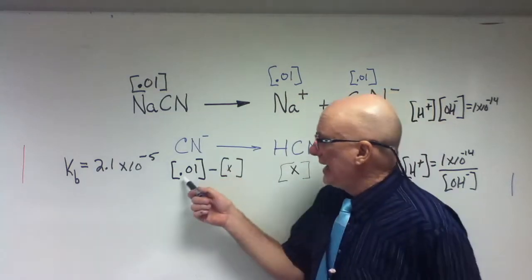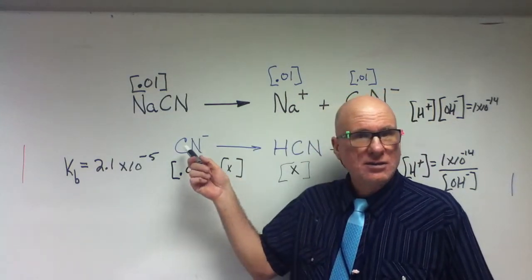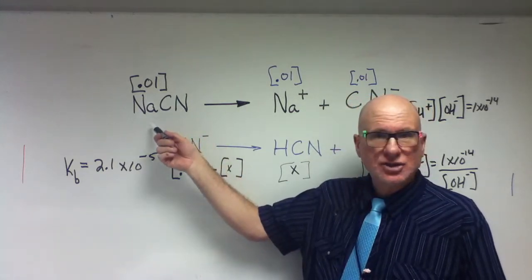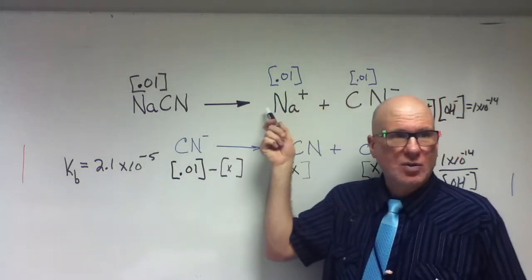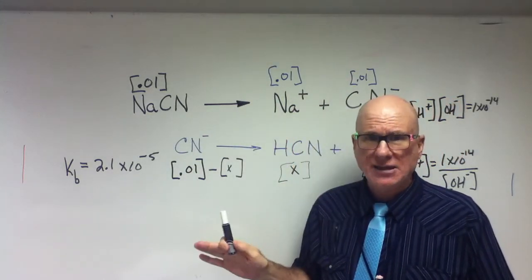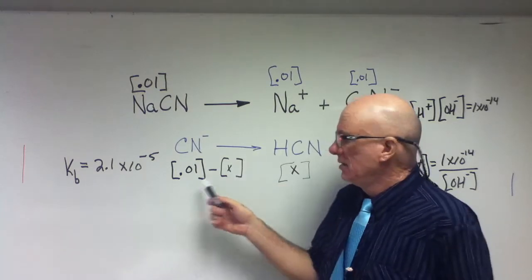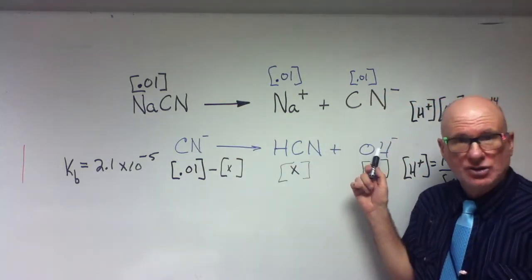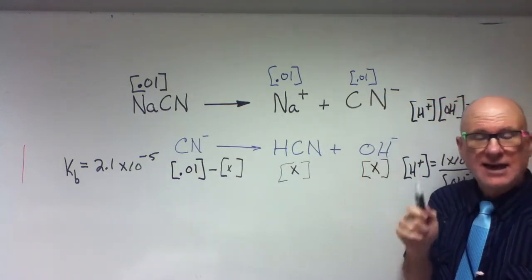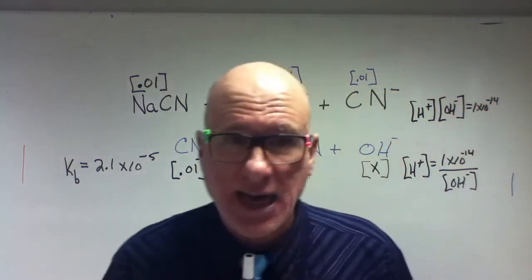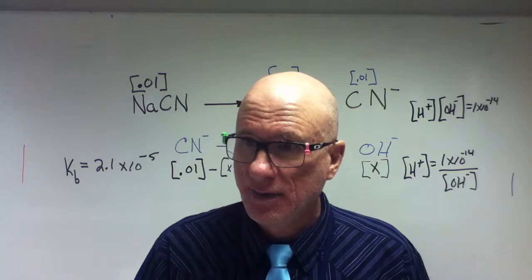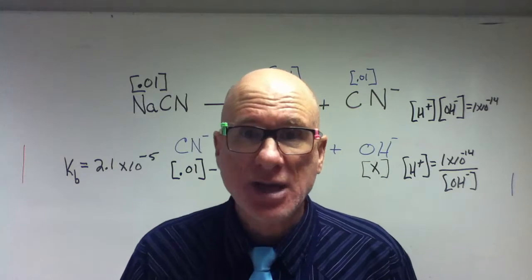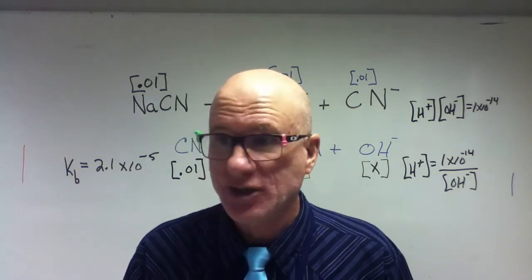Okay. I have 0.01 molar cyanide in solution because this dissociates completely and produces 0.01 molar cyanide. That's all you need to know so far. The second thing you want to know is that the cyanide is going to produce hydroxide ion, correct? Now, we want to find out what the hydroxide ion concentration is, because ultimately we want to find the pH. Do you understand that?